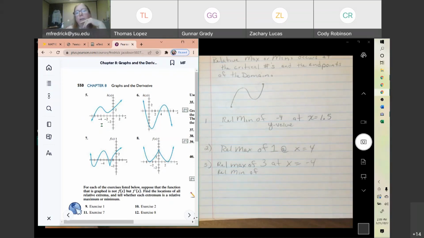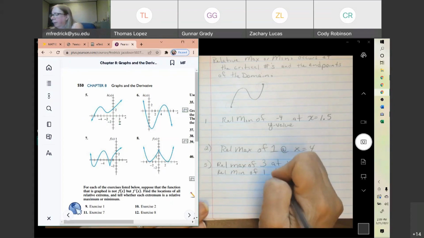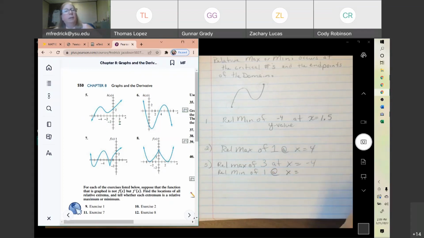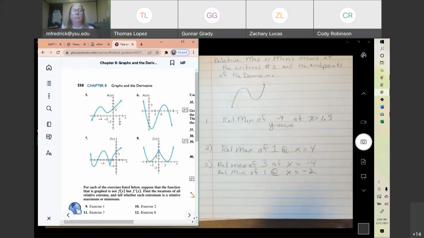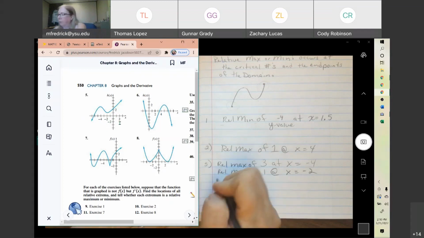So this one would have a relative min of, and the y value is 1, at the x value, which is -2. We're going to do number 8 next, but are there any questions on number 5? Okay, go ahead and try number 8.